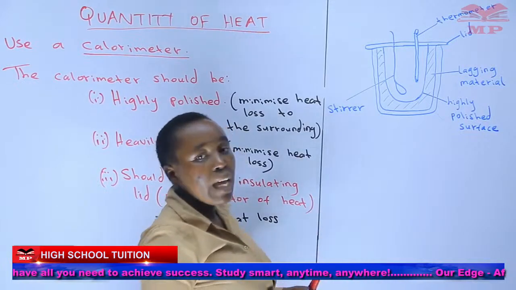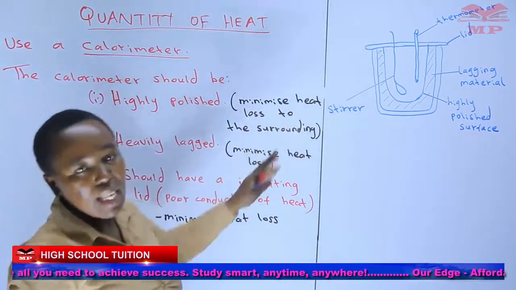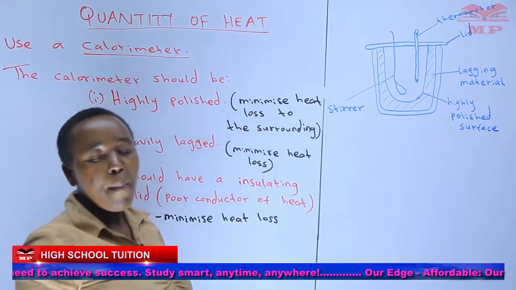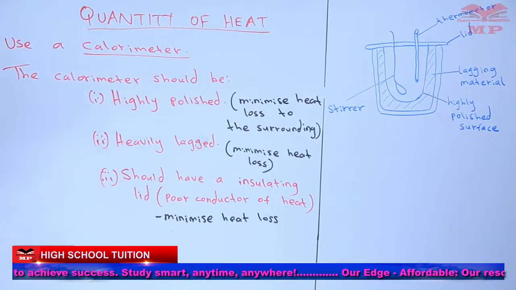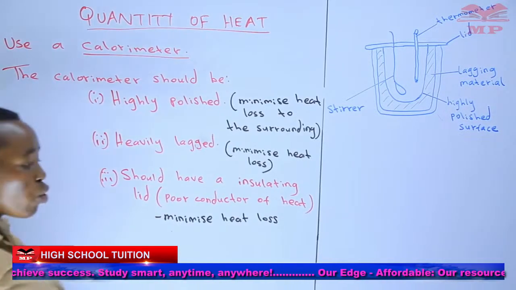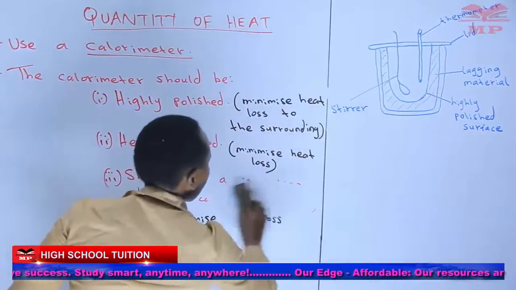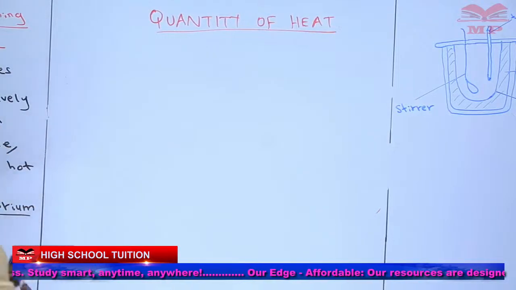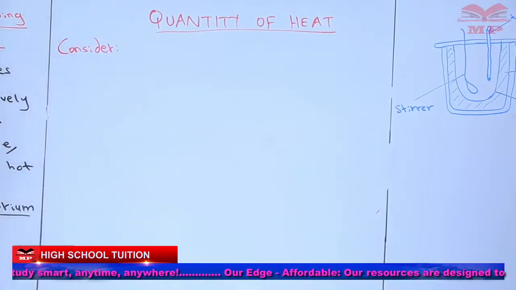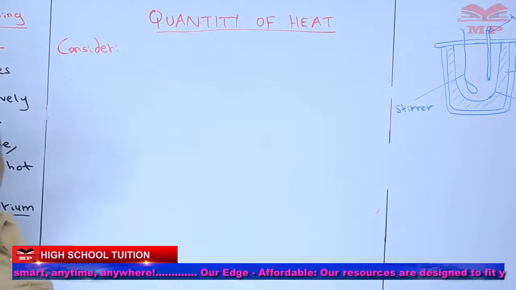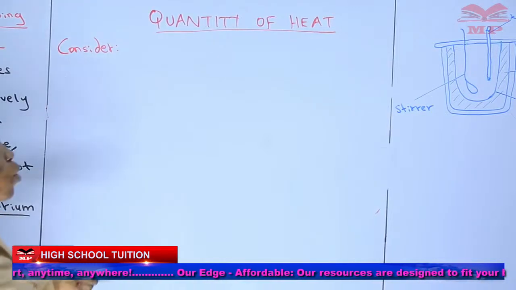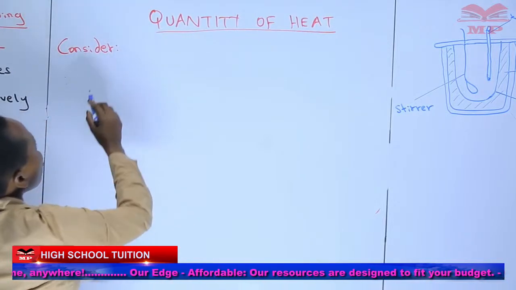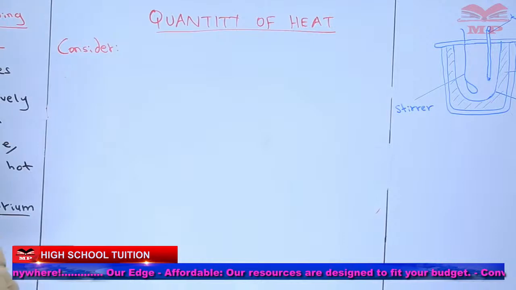So we want to move ahead and look at how we can now use all that to determine the specific heat capacity, let's say, of a metal block. And I would like you to follow closely. After that, we'll get into numerical calculations. So I'd like us to consider the following. In our case, I want us to determine the specific heat capacity of a metal block. So we consider the following in the determination of the specific heat capacity of a metal block.